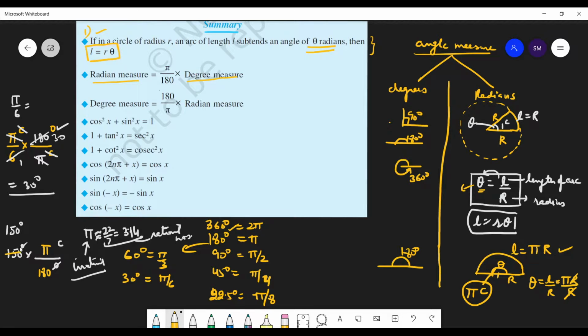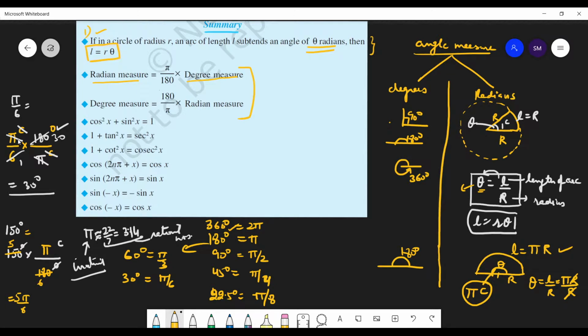Now this 0 cancels out with 0, and 15 divided by 3, so you will get 5 here and you will get 6 here. So 5 pi by 6 radians. So 150 degrees equals 5 pi by 6 radians. So that's how you change it.